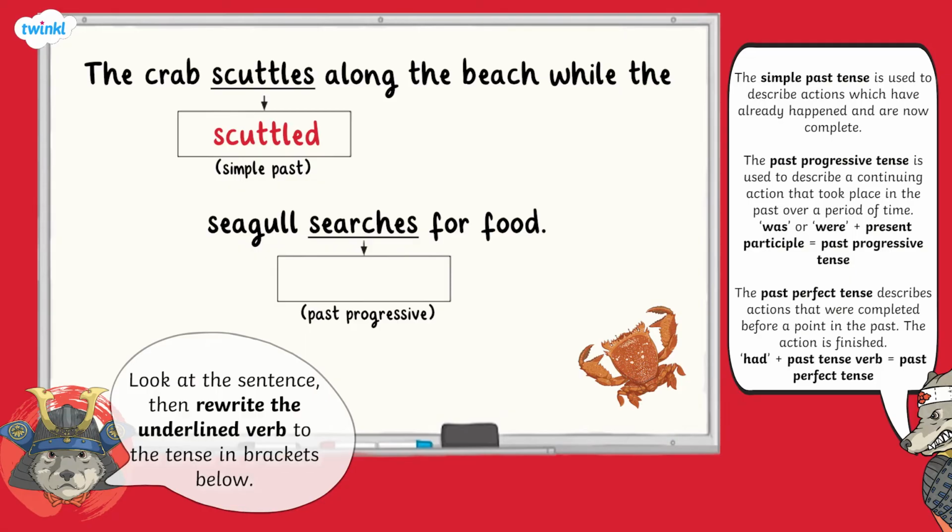As seagull is a singular object, we will use was. Then we need to use the present participle, which becomes searching. So the answer is was searching. Excellent work if you got that one correct.